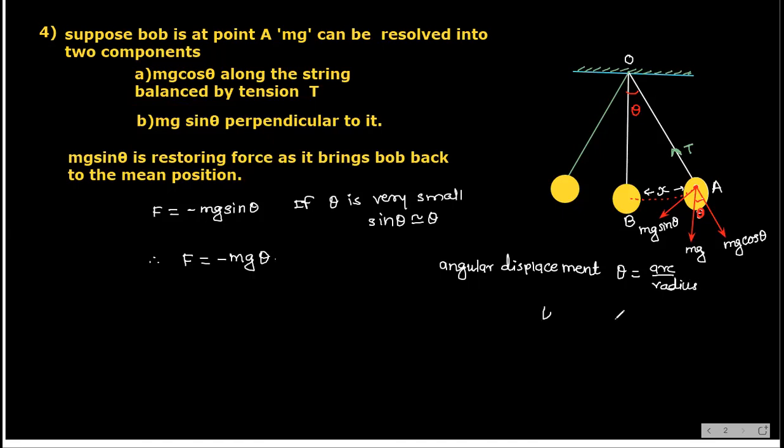Now here theta is equal to arc, which is x, and length is L. This pendulum length from the center of gravity is L. Yes, no? This one you can see here. This length is L. Understood? No? Yes.